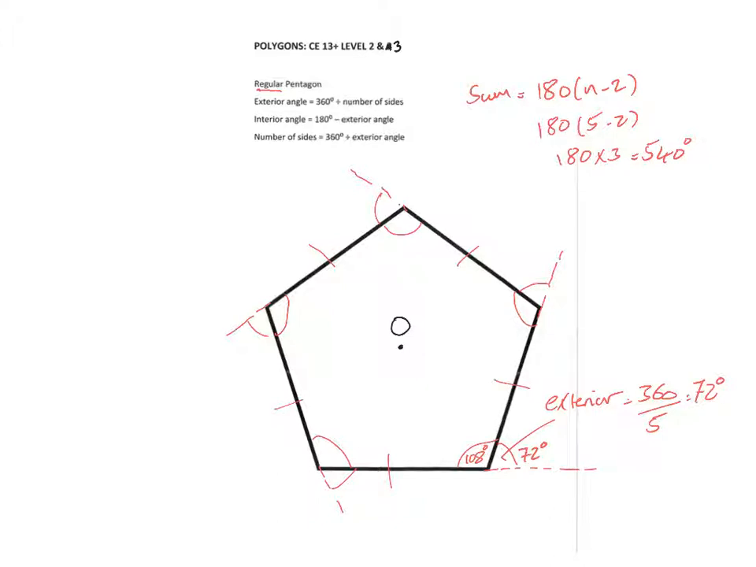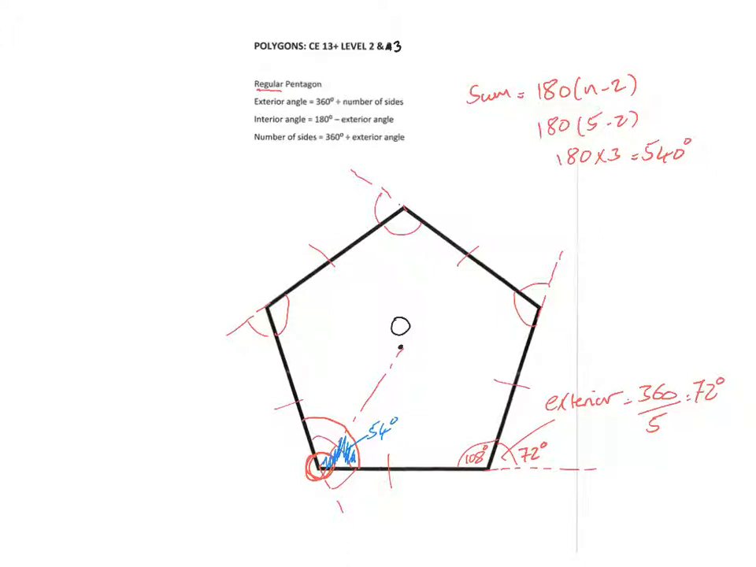Okay, now moving on, any line going from a vertex or a corner to the centre of the polygon bisects or cuts in half your interior angle. So therefore, this angle here, which I'll colour in blue, that angle there is half of my interior. So that is 54 degrees. Okay?